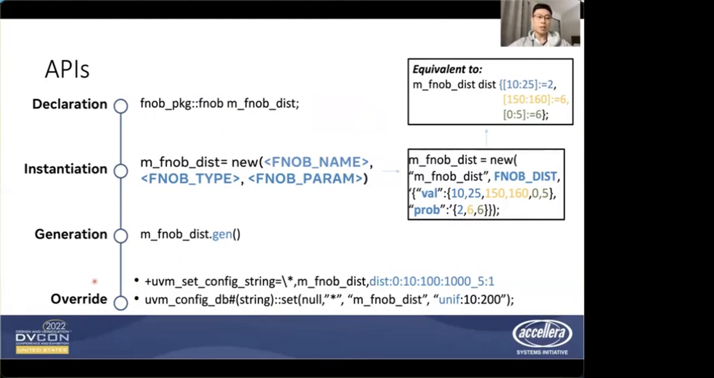Finally, override. Override is the power of Fnob, which eliminates tons of code and also provides the benefit of no recompile. There are two different ways to do that, which we will cover in the later slides. But both ways use the UVM config_db strategy.